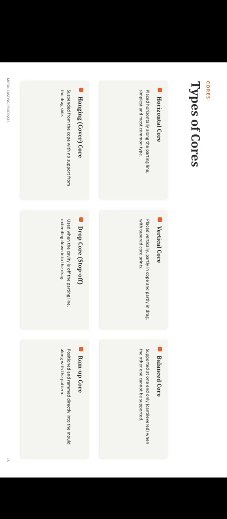Cover core: suspended from the cope with no support from the drag side. Drop core: used when the cavity is off the parting line, extending down into the drag. Ram up core: mounted and rammed directly into the mold along with the pattern.